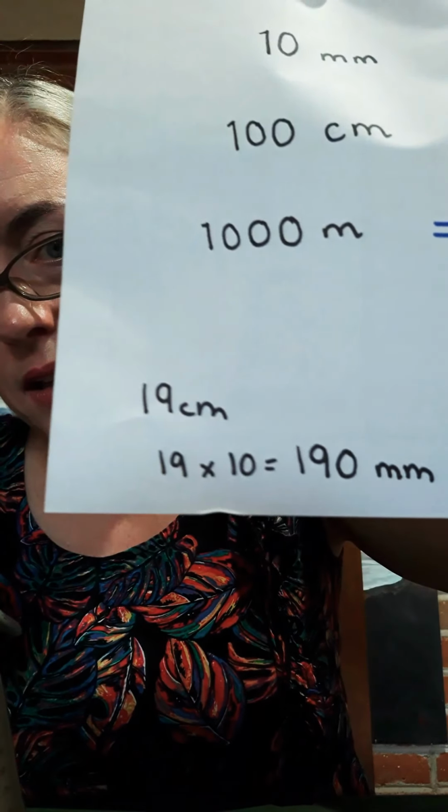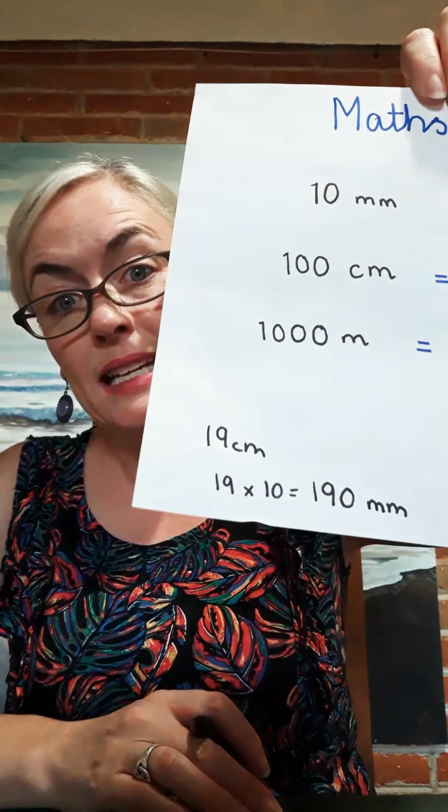millimeters. Can you see? And the millimeters, if you wanted to count them, they're the little ones, they're the millimeters. So we've got 10, 20, 30, 40, 50, all the way to 19. So we have 190 millimeters if it's 19 centimeters.